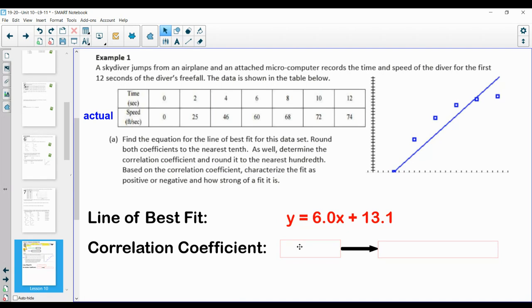So hopefully your line of best fit is Y equals 6.0x plus 13.1. Correlation coefficient is a positive 0.94. So how does that characterize the fit? Well, it's positive. And since it's awfully close to 1, we would say that it is a strong positive relationship between time and speed.